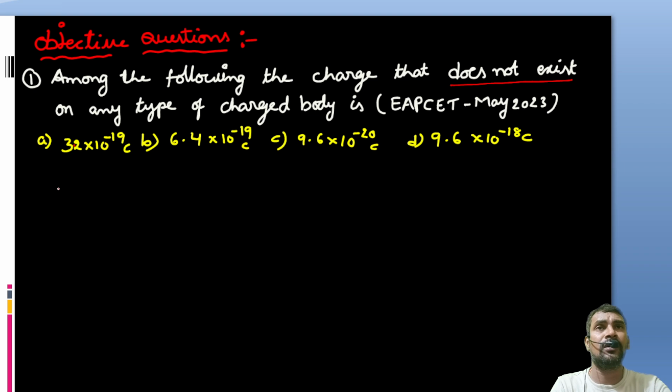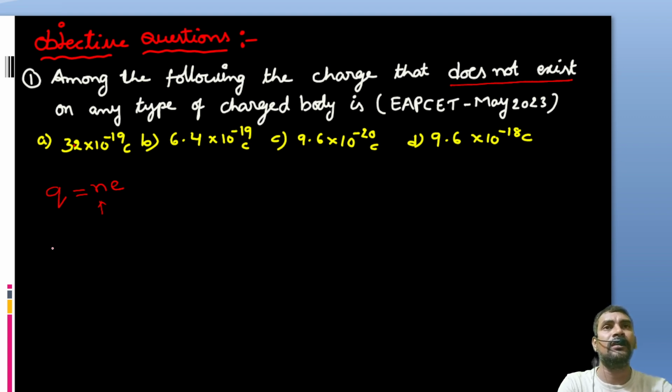This is based on quantization of charge. According to quantization of charge, we know that Q is equal to N into E. So if I calculate this N, it must be an integer. Then only that will exist. Otherwise it won't exist. Okay, now we'll see one by one.